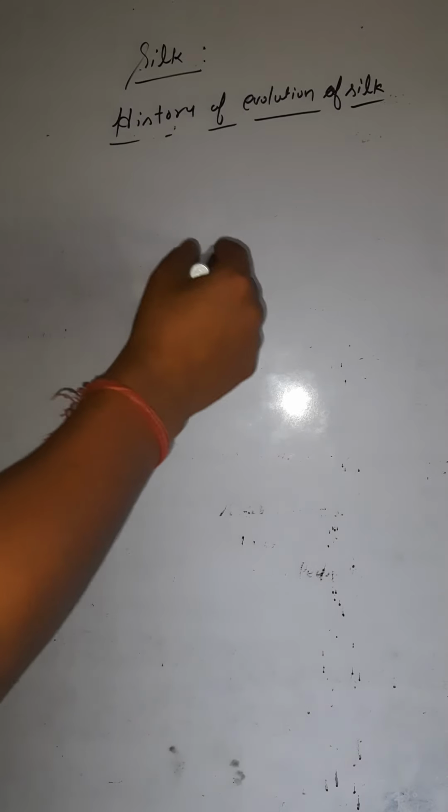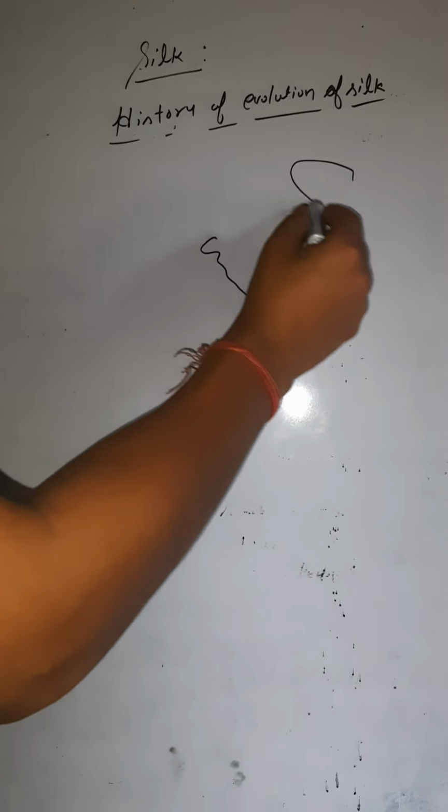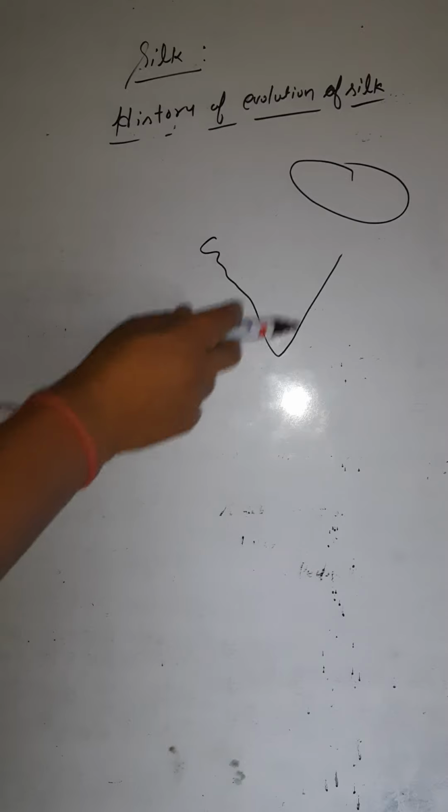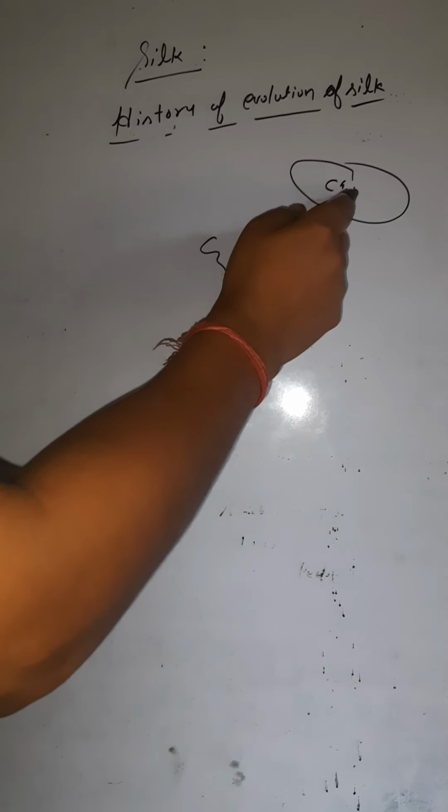Now we will discuss the next important fiber, that is silk. Before discussing this, let's discuss the history of the evolution of silk, how it took place. If you see, initially silk originated in China. Let's say this is China here, and this is the Indian part. So initially the silk originated in the Chinese region.